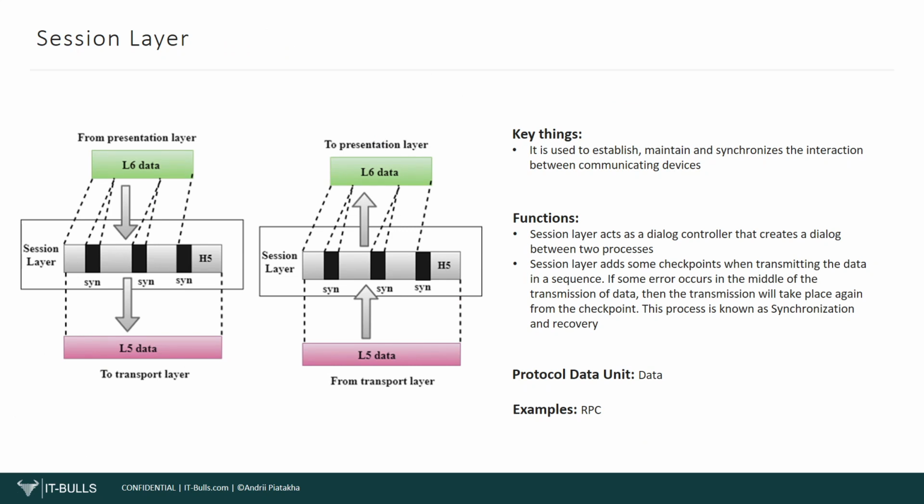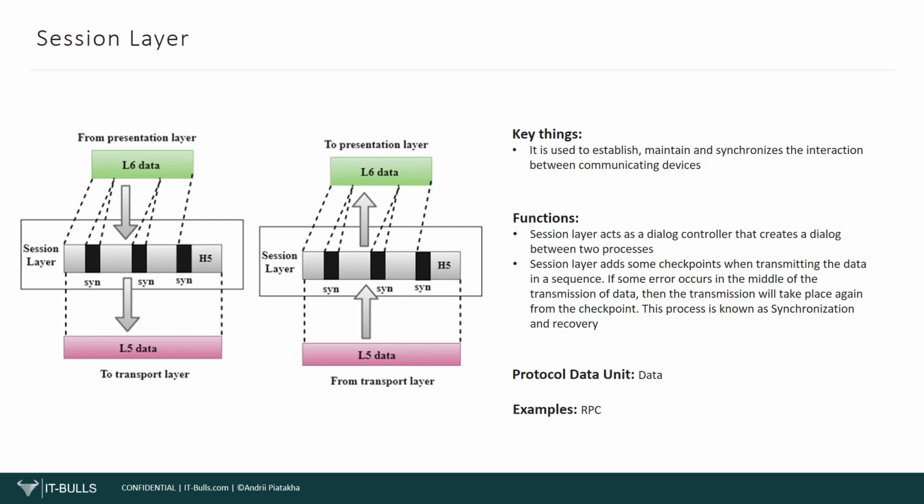The next layer in the OSI model is the session layer. Why do we need it? It is used to establish, maintain, and synchronize the interaction between communicating devices. Among the different functions of the layer, it is worth mentioning the following ones. The session layer acts as a dialog controller that creates a dialogue between two processes. The session layer adds some checkpoints when transmitting data in a sequence. If some error occurs in the middle of the transmission of data, then the transmission will take place again from the checkpoint. This process is known as synchronization and recovery.